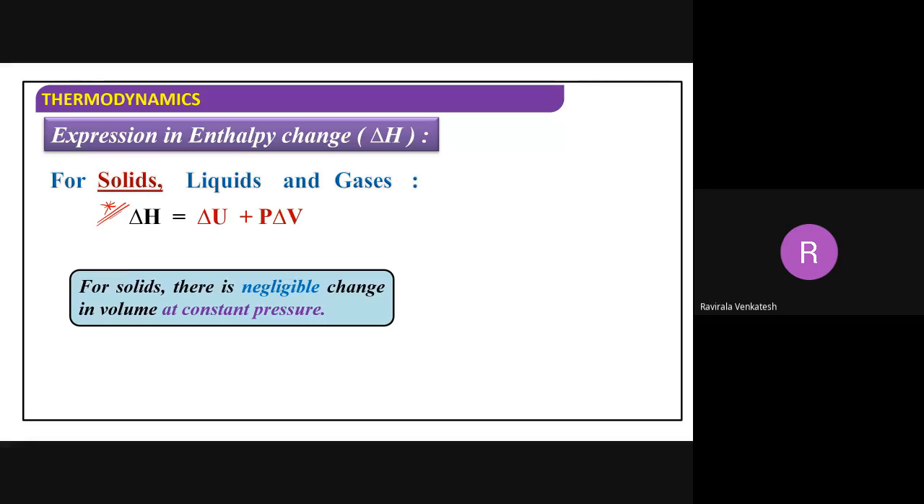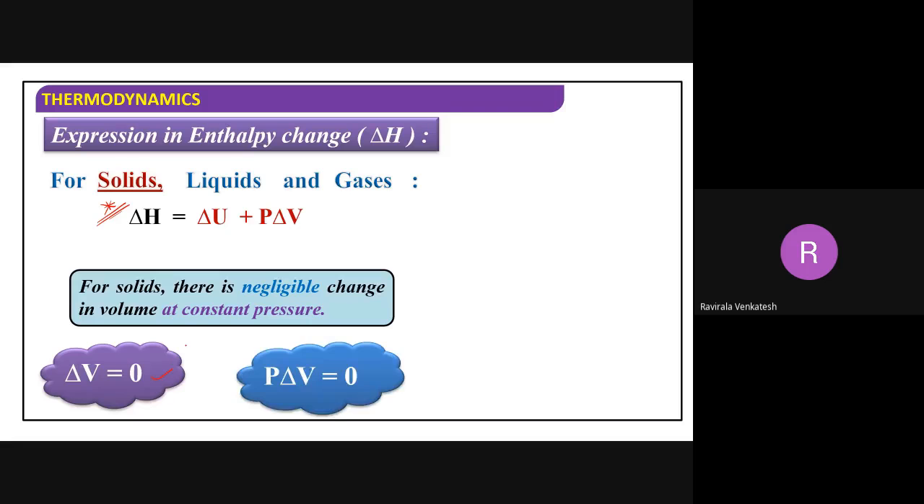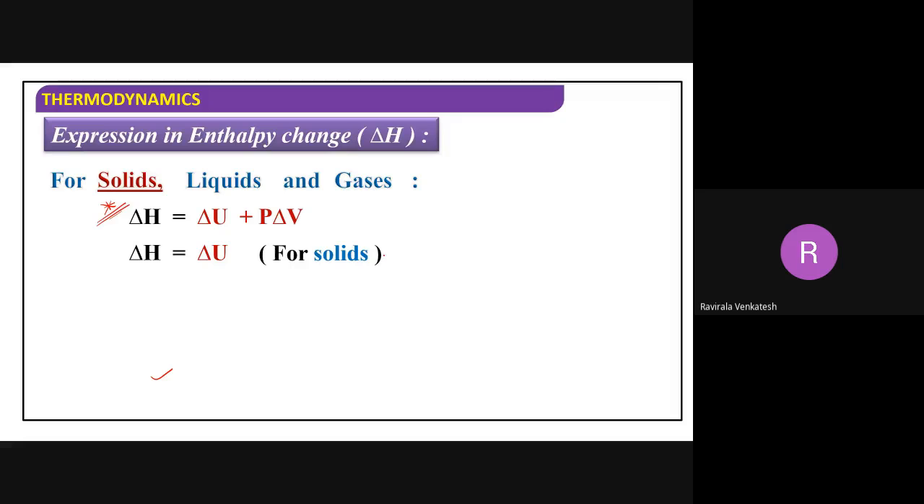At constant pressure, the volume of solids does not change. So delta V becomes 0. In that case, P delta V also becomes 0, and delta H is equal to delta U. This is for solids. Why have I taken delta H equal to delta U for solids? Because for solids, the change in the volume from initial to final is negligible. We are neglecting it because very small changes occur in the solid state.